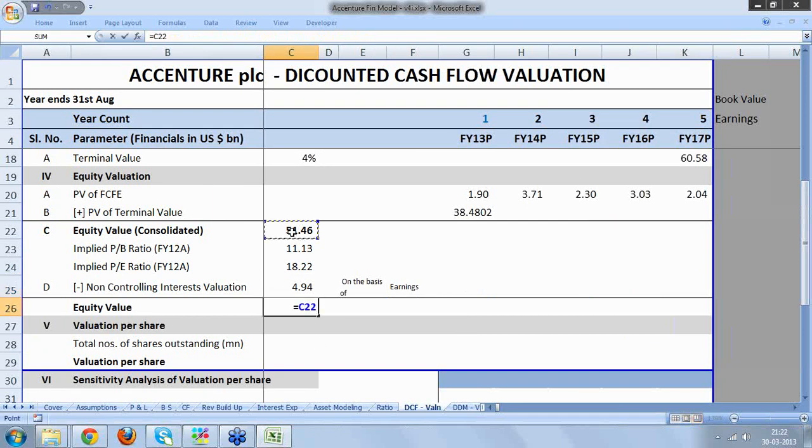So the equity value for the Accenture shareholder is consolidated minus non-controlling stake. We'll end up getting 46.51. Now I need to figure out the total number of shares outstanding. So what is the total number of shares outstanding?